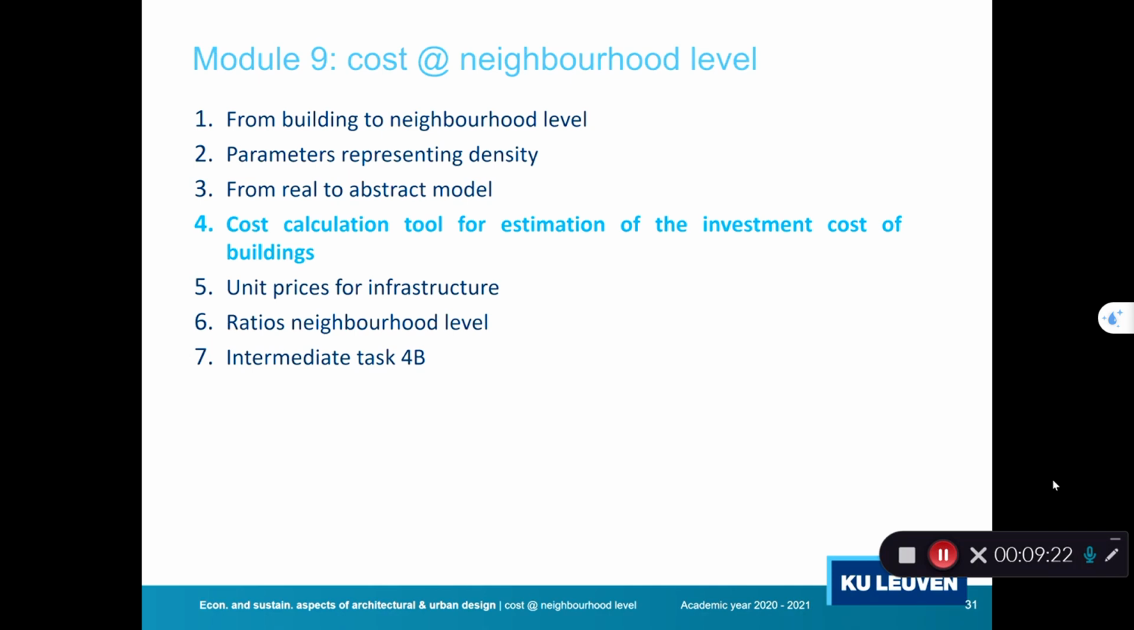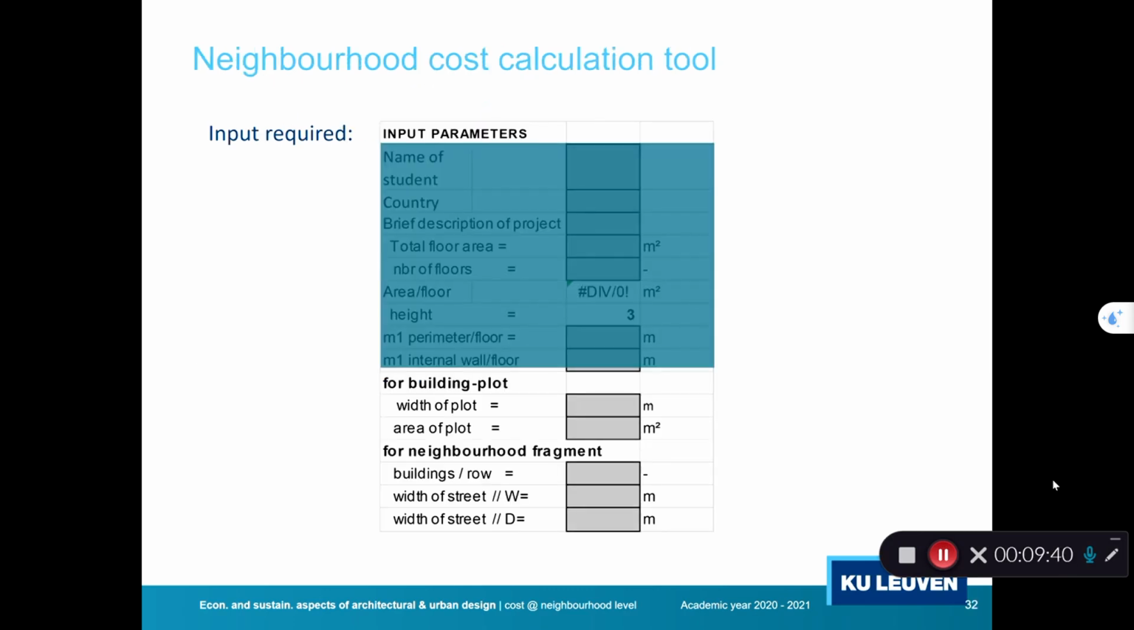This leads us to the second part of this video, the cost calculation tool that we will use to estimate the investment cost of buildings, including the cost for the land that we need, but also for the infrastructure that we need to serve and access our buildings. This picture shows you the total input that we need for the neighborhood calculation. The first part is hidden because it's the part that you already input at building level.